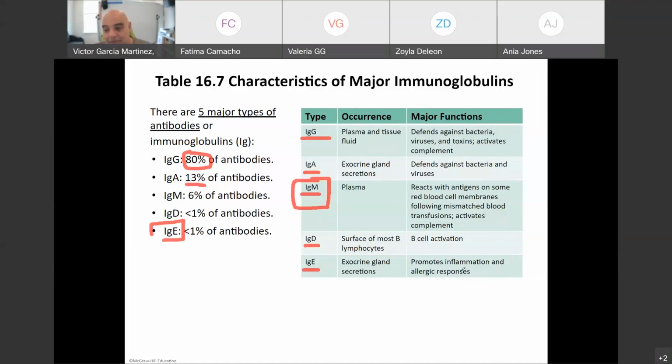Then you have IgE. IgE is as well in your secretions, but it's promoting inflammation and allergic responses. Every single time you have an infestation because of parasites, or you have an inflammation, or you have an allergic response, you're going to have this IgE elevated.